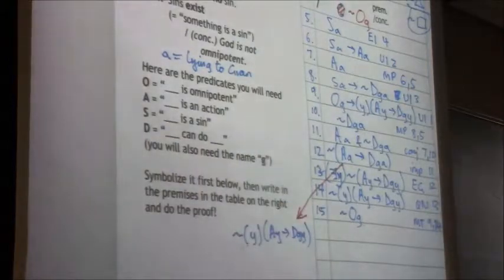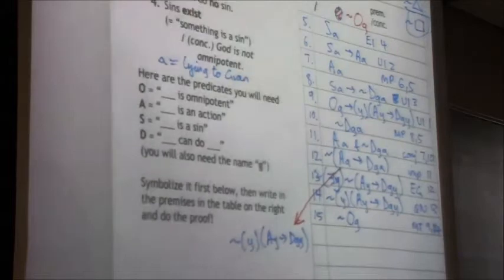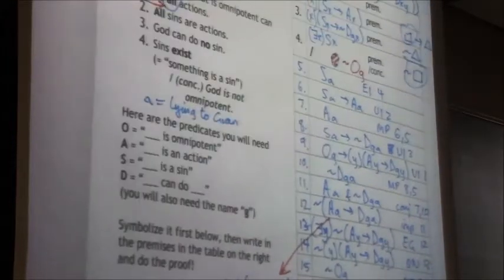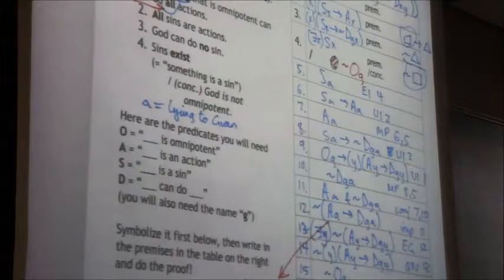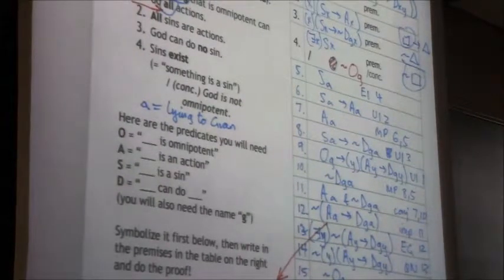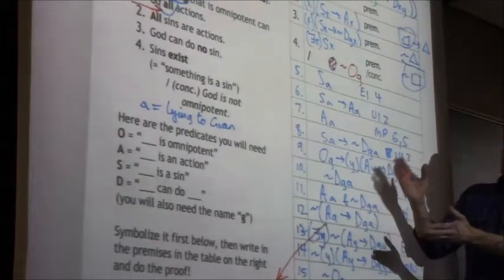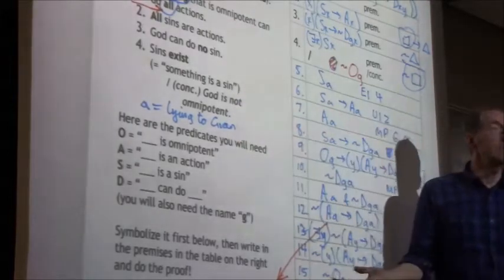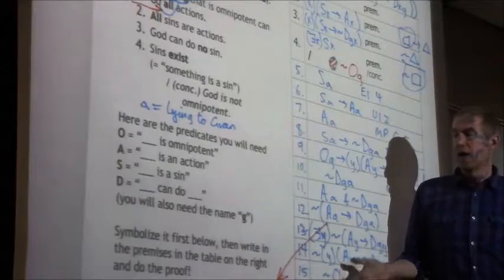There you go. I gave you an argument in English, we symbolized it, and we proved it. Now, if you're a little worried about this, don't worry. This is a well-known argument in philosophy of religion. What we've shown is that this argument is valid, and it's a valid argument with the conclusion that God is not omnipotent.